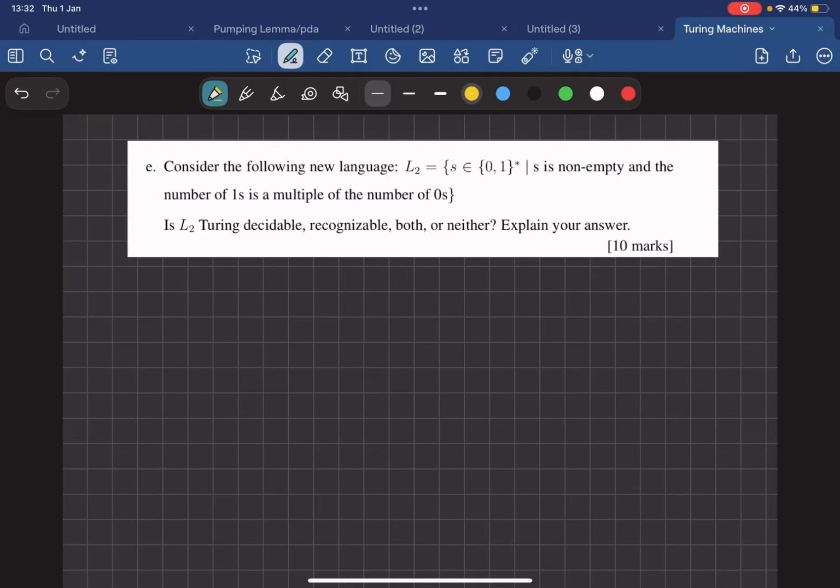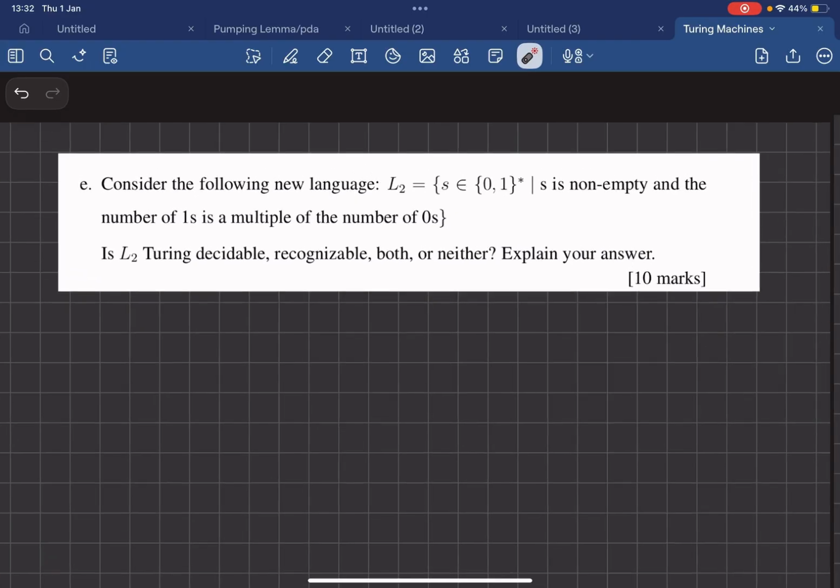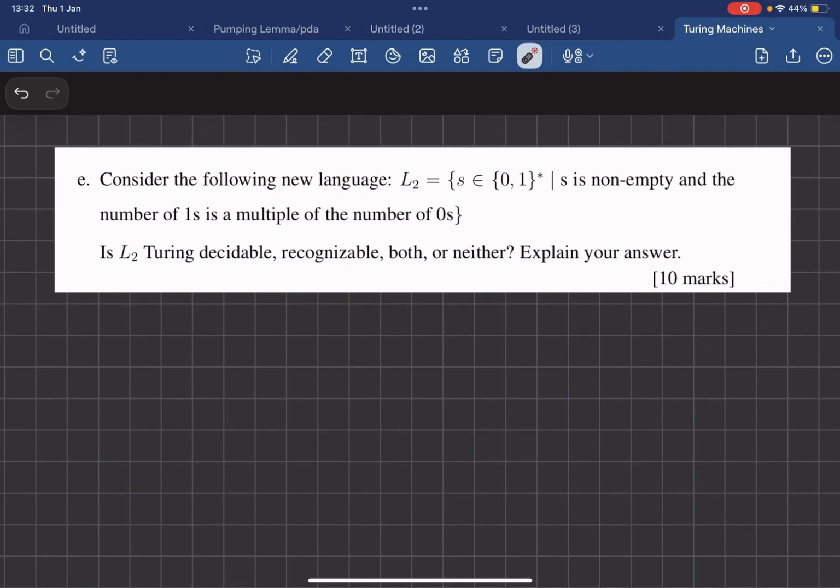Okay, so here's another question, and it's the same type of question as the other one. We're given a language, and we're asked to determine if the language is decidable, recognizable, both, or neither. And we need to explain and prove our answer. So first, let's go over what the language actually is.